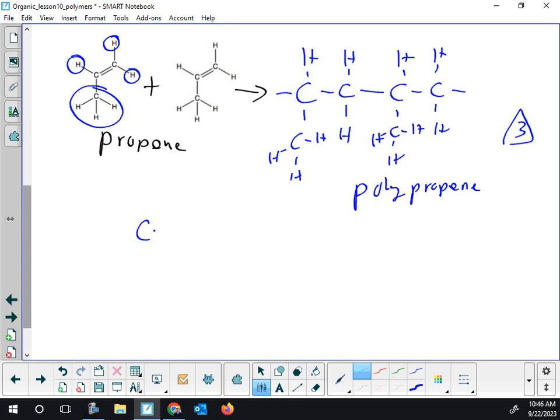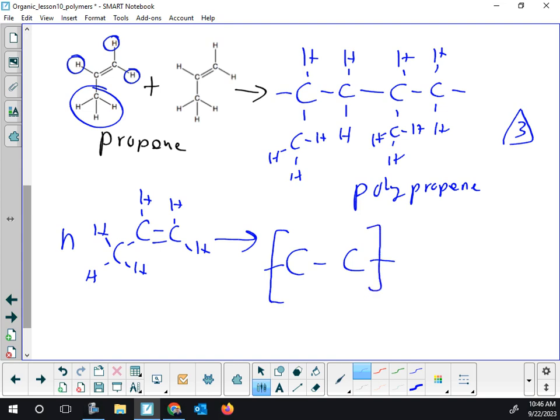Typically, how you'd see this on an exam is just one unit. You have N of those. There's our two carbons that were around the double bond. This is going to repeat N times, and I have to put in the three H's and the single carbon.